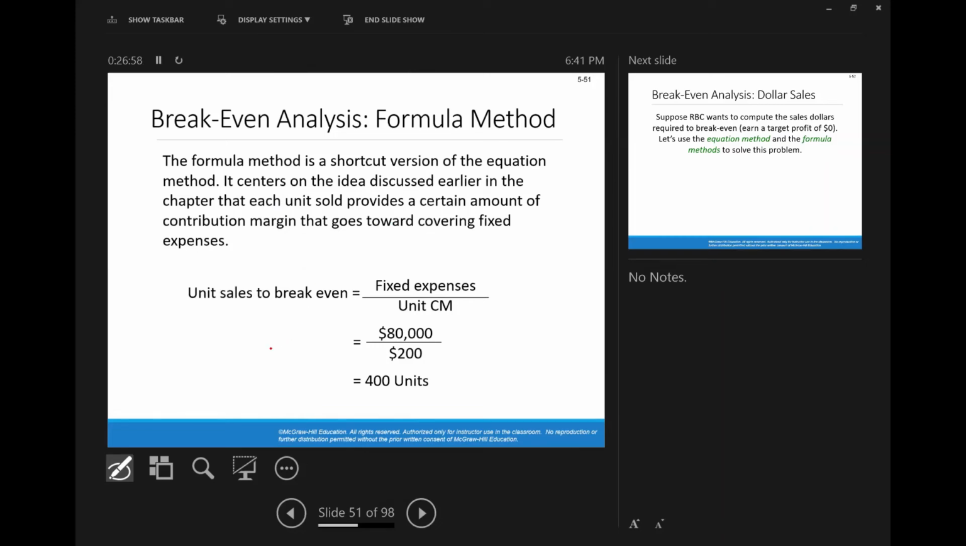Okay, or we can do this: unit sales to break even. How many units do we have to sell? We take our fixed expenses divided by the unit contribution margin. Our fixed expenses were 80,000 and we're dividing it by the contribution margin of 200. That would give you 400 units.